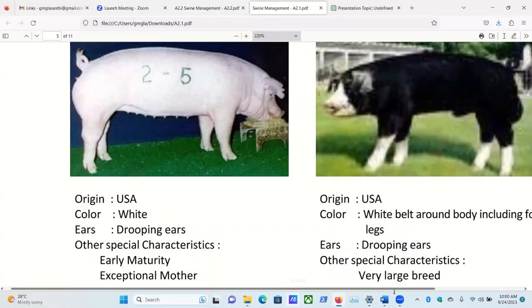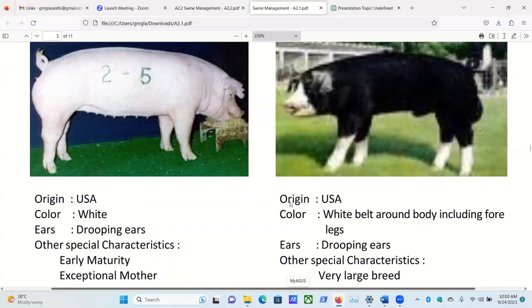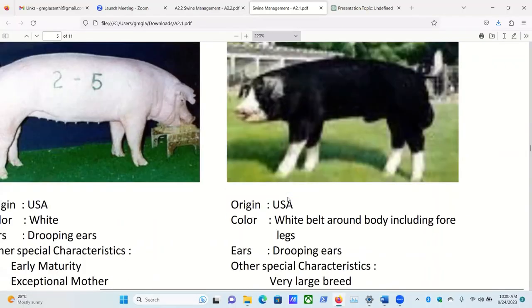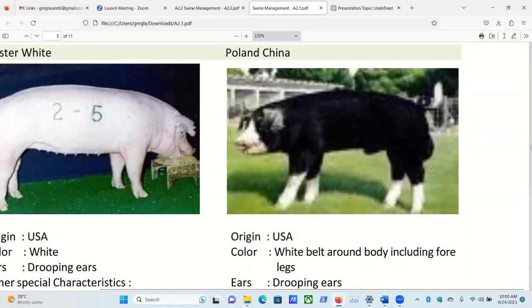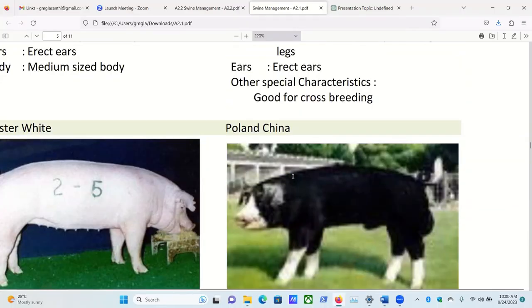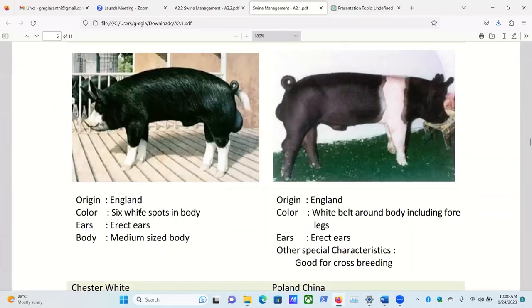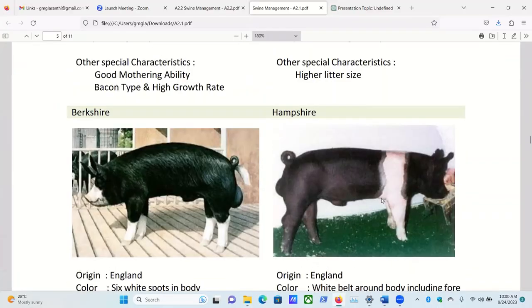And the last breed is Poland China. Even though he is called Poland China, he originated in the USA. He also has 6 markings like in the Berkshire.